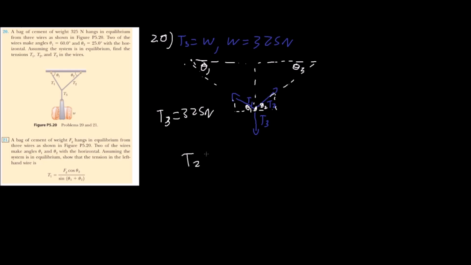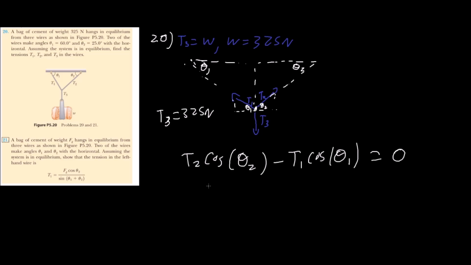T2, I don't know how to teach this, to be honest, folks. This is just a geometry problem more than anything else. So apply Newton's laws. So T2 cosine of theta 2, that's this component right here, minus T1 cosine of theta 1. Since it's not moving, that's going to equal 0.